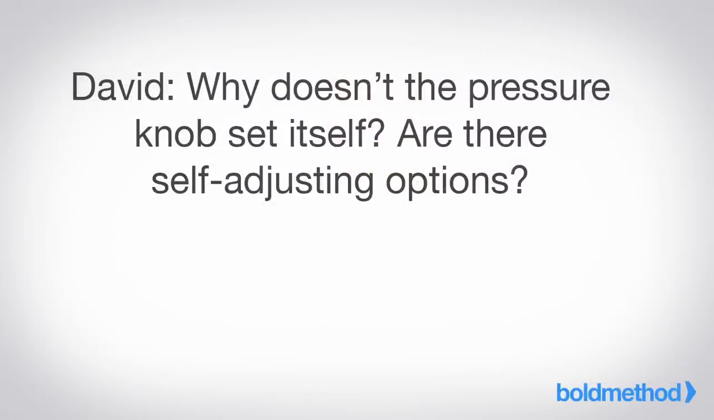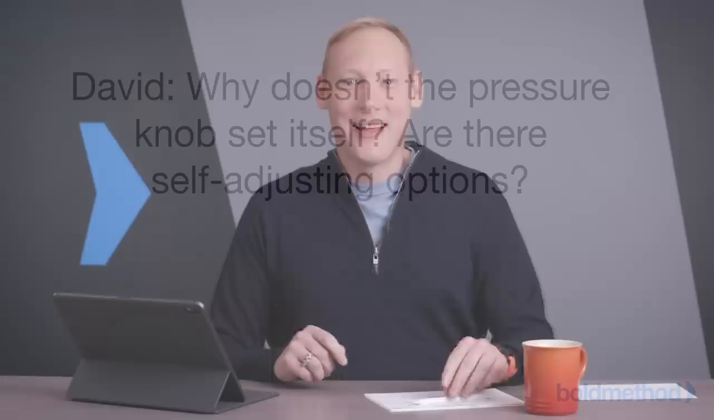Okay, we got a question. David's got a timely question here, and that is, why doesn't the pressure knob set itself, and are there any self-adjusting options for altimeters? That's my job, and I have few jobs flying an autopilot-equipped airplane in cruise, so please do not take the job of adjusting the altimeter setting away from me. It's a great question as to why you can't automate it, but the reality is there's actually quite a few reasons why we wouldn't.